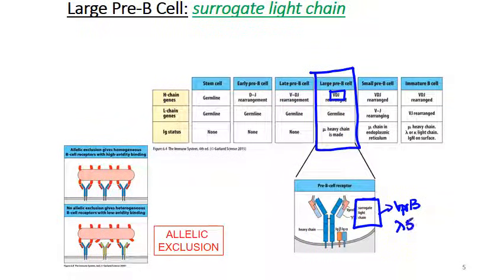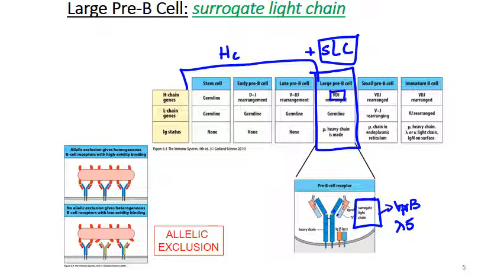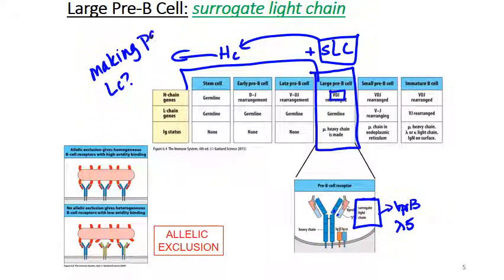Okay, so it's V pre-B and lambda 5. So this light chain is going to try to partner with the heavy chain we made in these 3 steps. So in these early steps, we're making heavy chains. We're now going to partner with the surrogate light chain, and we're basically checking, using this surrogate light chain, to see if this heavy chain is capable of making a good pairing with the light chain. Can it pair with the light chain?